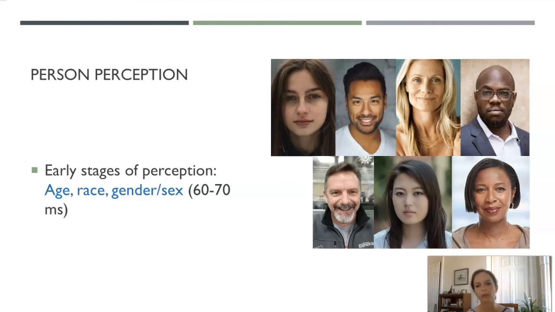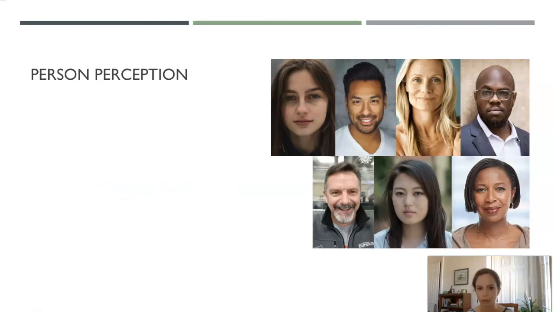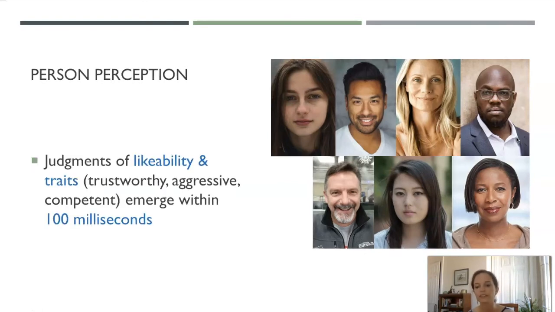Now, there's a second category of thing that we tend to notice very quickly. And it's these kinds of basic traits that might speak to somebody else's character, the kind of person they are. Do you perceive someone as likable, as friendly, as trustworthy? Do you perceive them as aggressive or dominant? Do they come off as competent or intelligent? Now, it takes our brains a tiny bit longer to arrive at these judgments. So this is actually 100 milliseconds versus 60 to 70 milliseconds, but that is still incredibly fast.